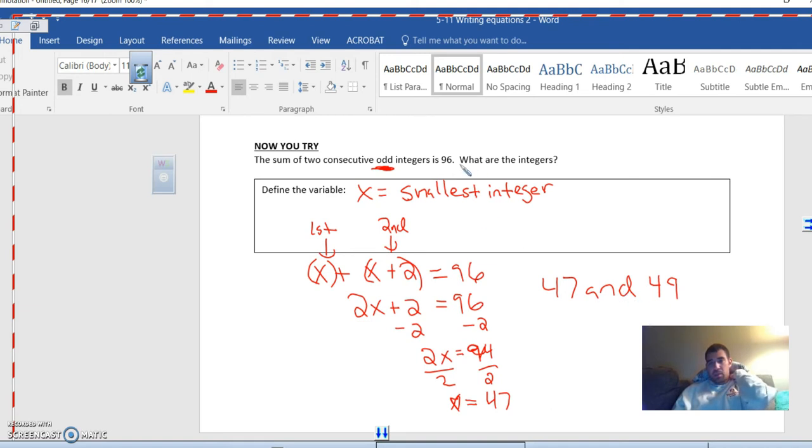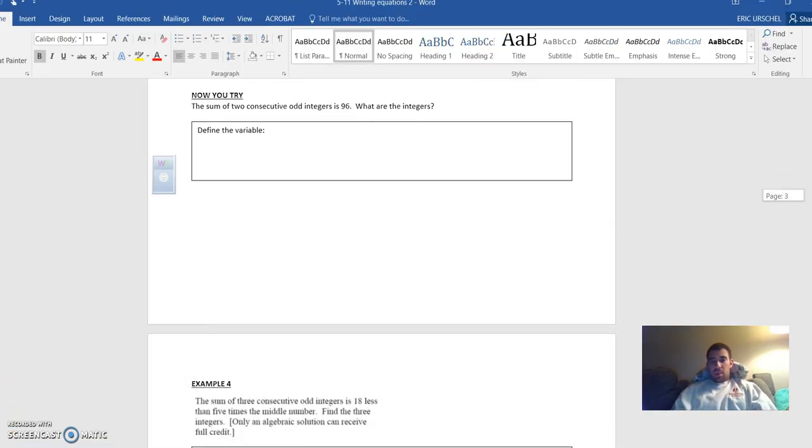47 plus 49 is 96. You do need to show this. You guys, you're not going to get any credit for these if you just give me these numbers. You do need to understand how to write and solve the equations.